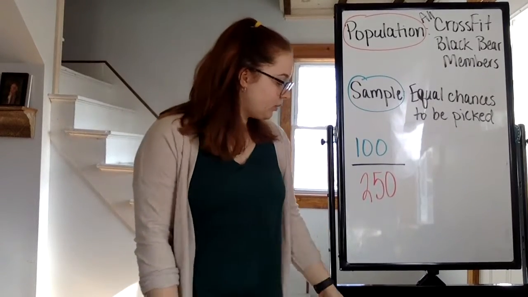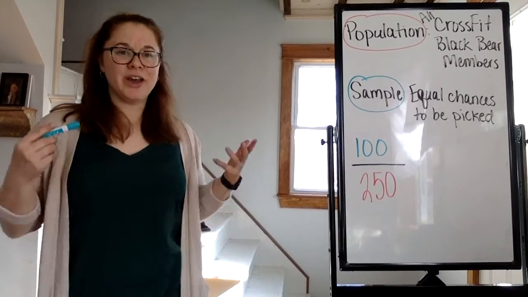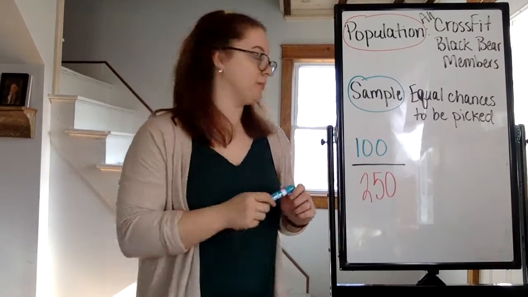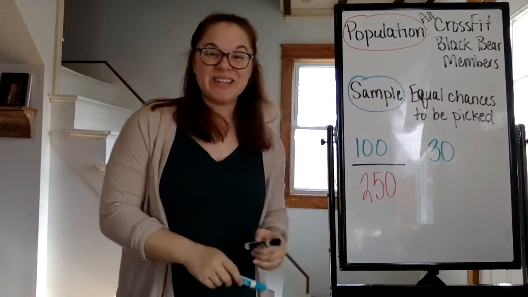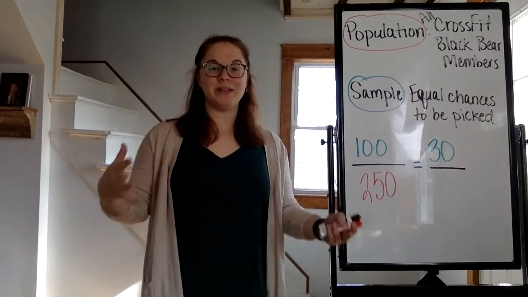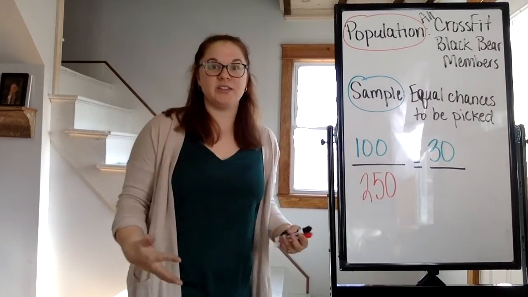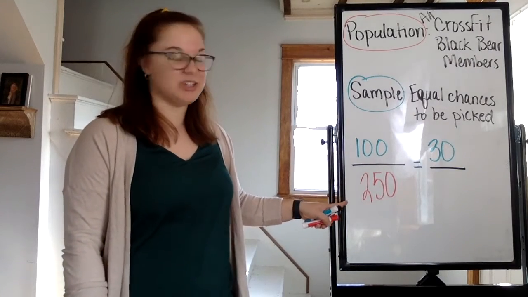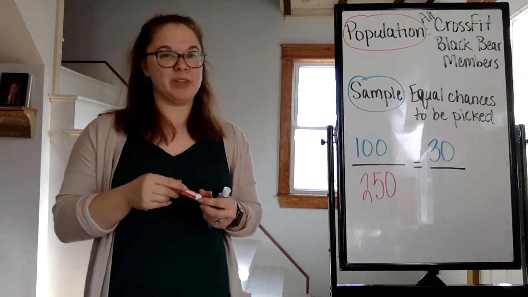So when Luca does his survey, he finds that 30 of those 100 people would be interested in moving class from 6 to 6:30. So what we can do, as we've seen before, is make this proportion. Our question is, how many people out of the whole population of CrossFit Black Bear gym members would want to change the time that class starts? So we set the 100 in our sample out of our total population to the 30 in our sample that said yes to however many in the population we think would say yes.